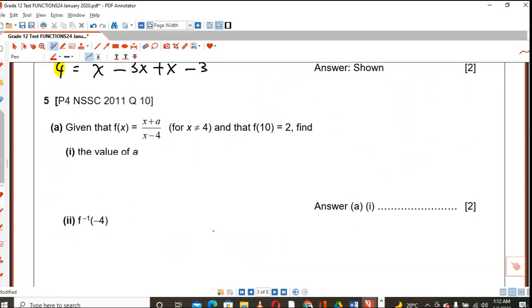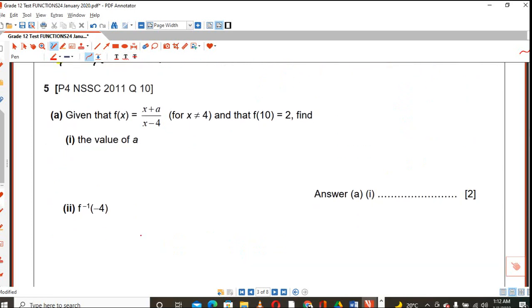Question 5. You are given that f of x is equal to x plus a upon x minus 4. x cannot equal 4 because it will make this impossible to do, because it will give you a 0 in the denominator. f of 10 is equal to 2. Find the value of a.